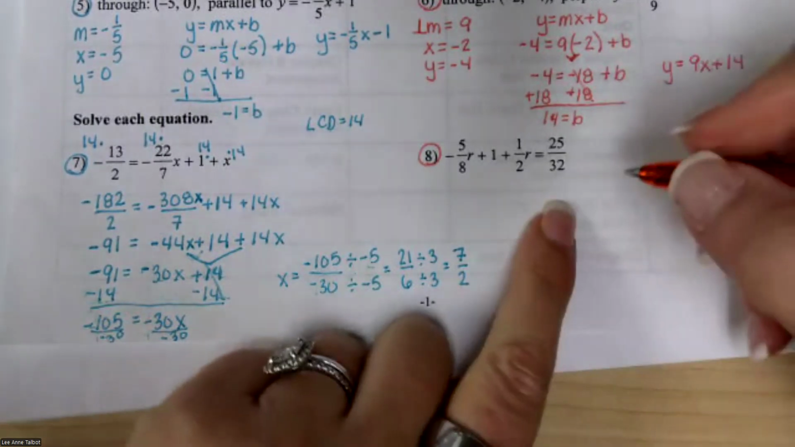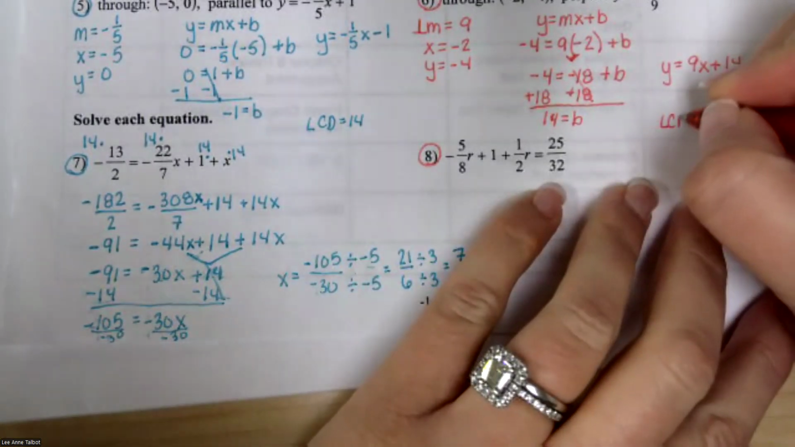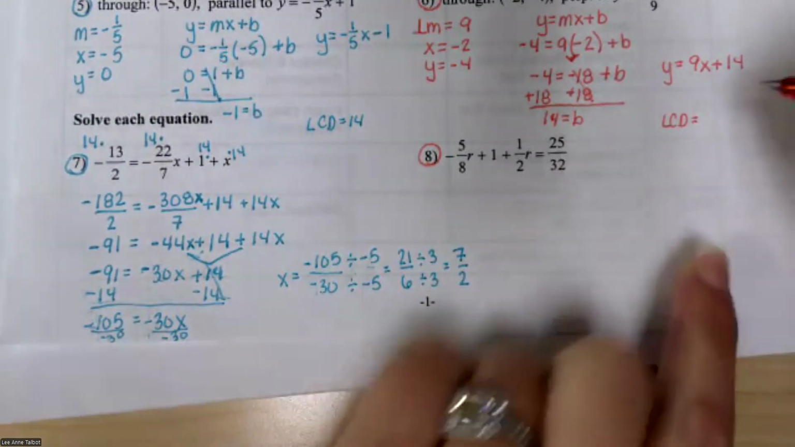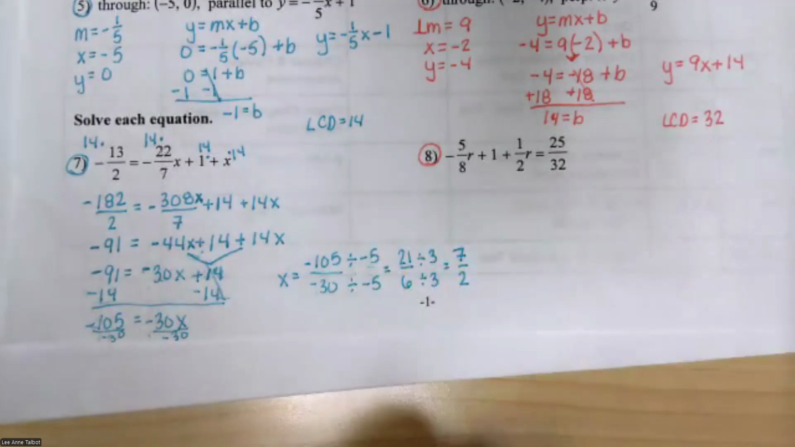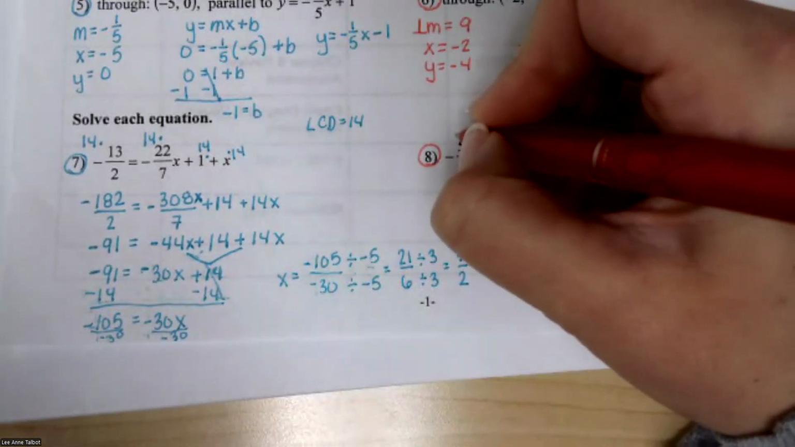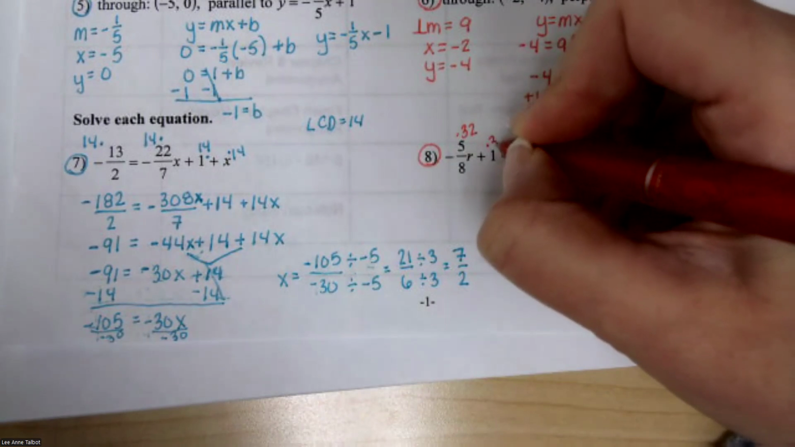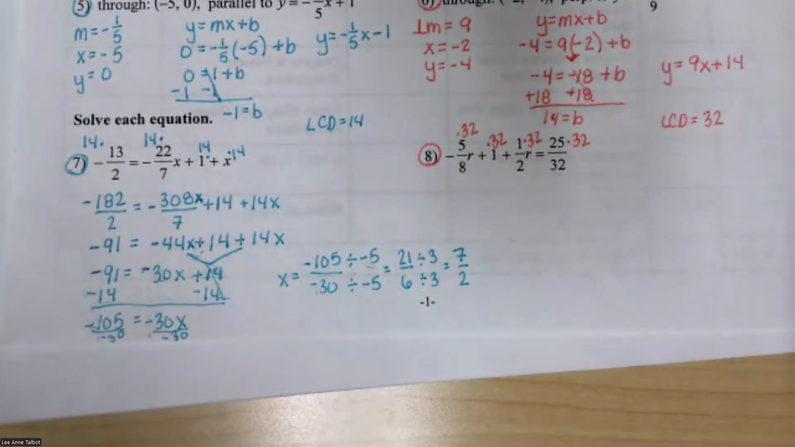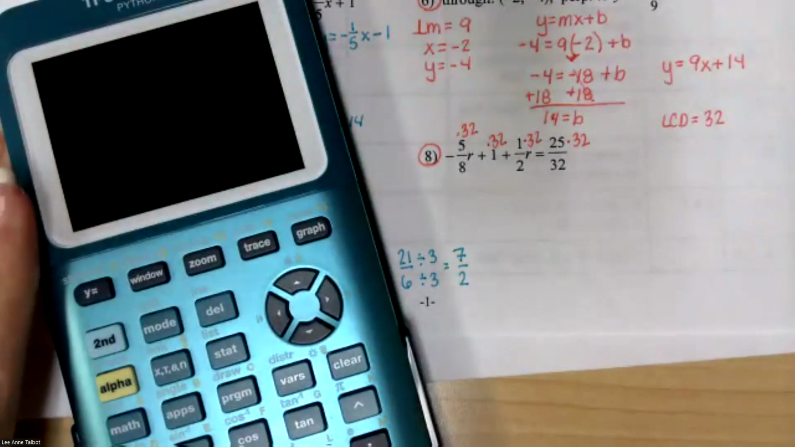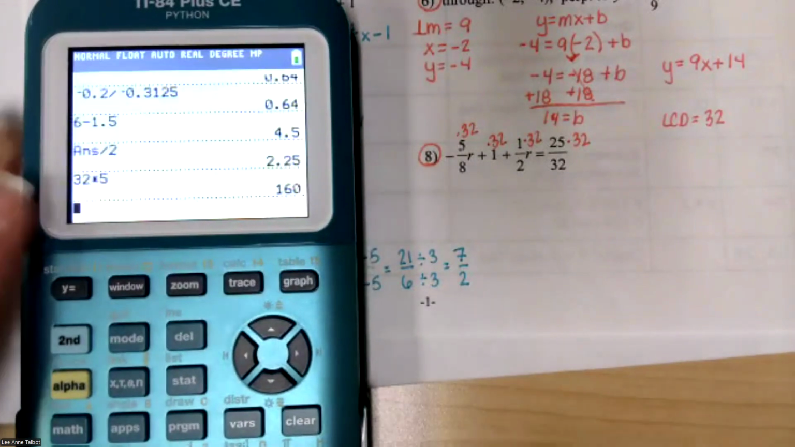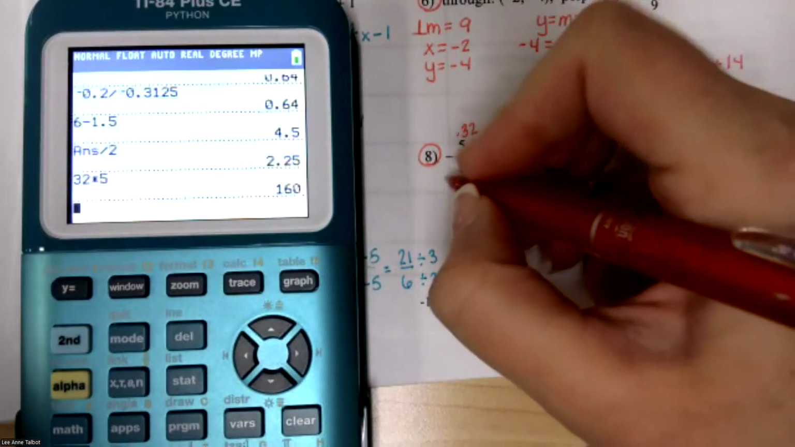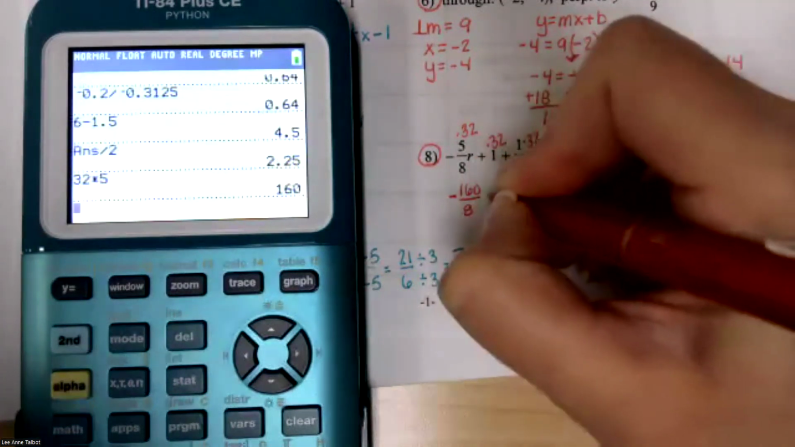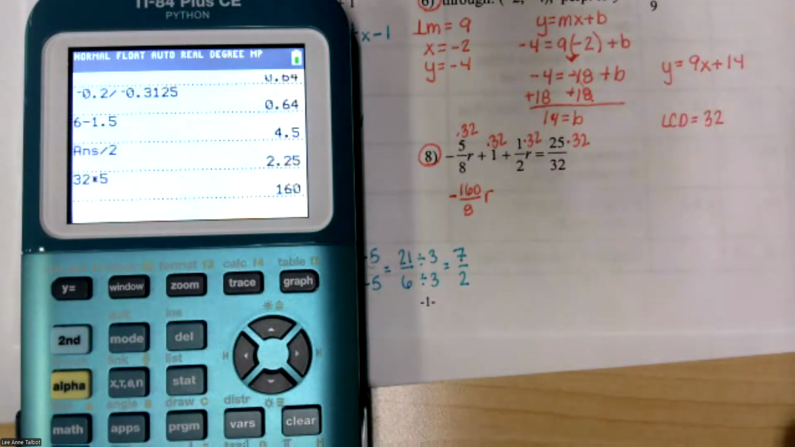All right, so fraction buster, what's the least common denominator in this one? I have 8, 2, and 32. 32. Okay, let's see if Mrs. Talbot can do this one properly. Times 32, times 32, times 32, times 32. Okay, so 32 times 5, I've got to remember that it's negative, and I got to remember there's an R on that one.